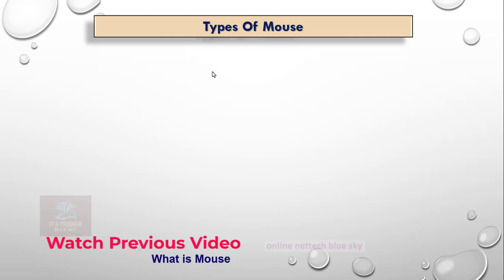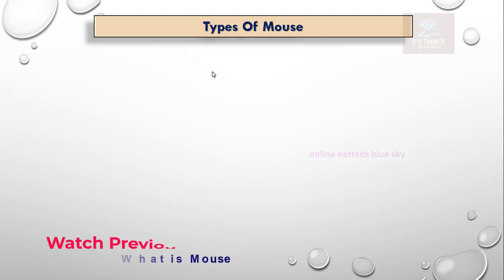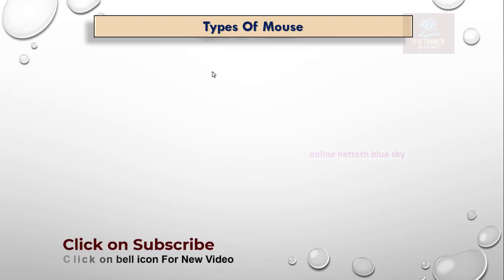So what a mouse is and what its basic parts are, I have already told you in this video. Next time we will discuss the types of mouse, how many types of mouse there are and why we use each type. I will continue in the next video.